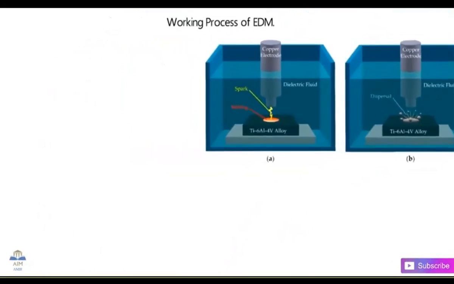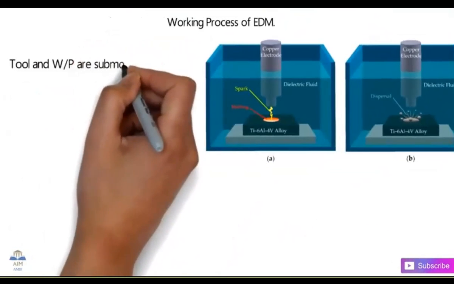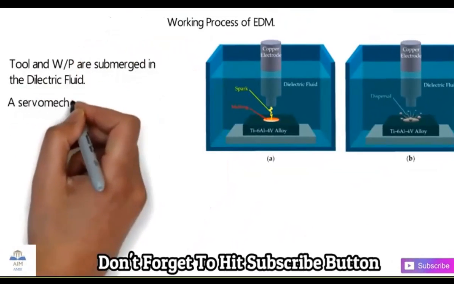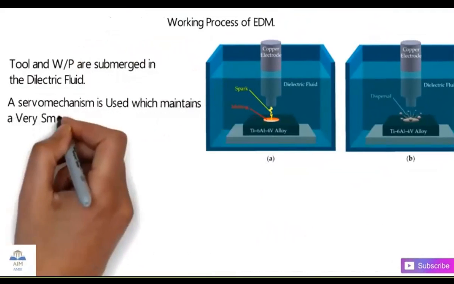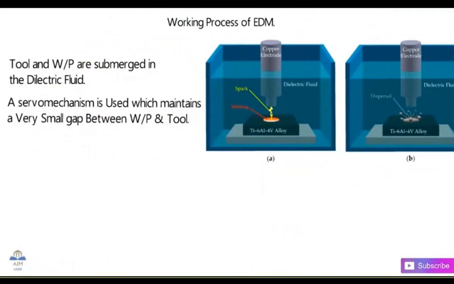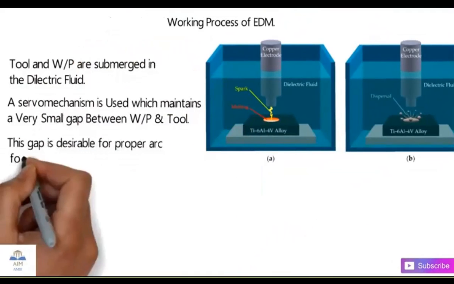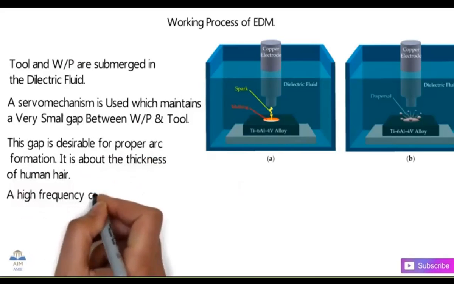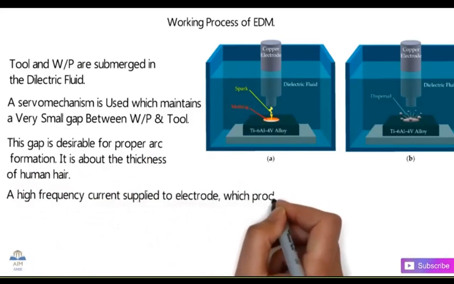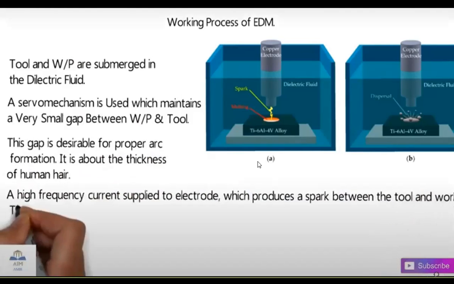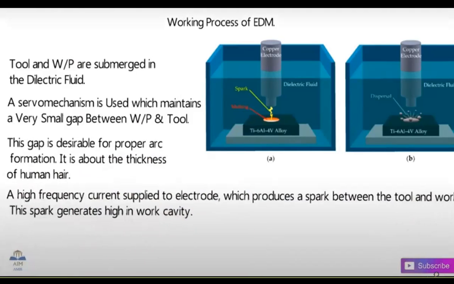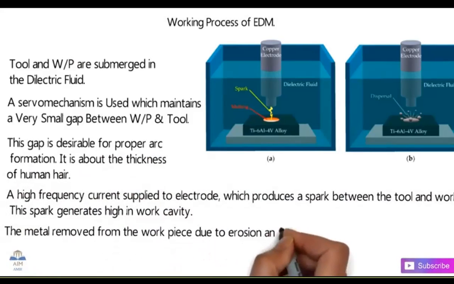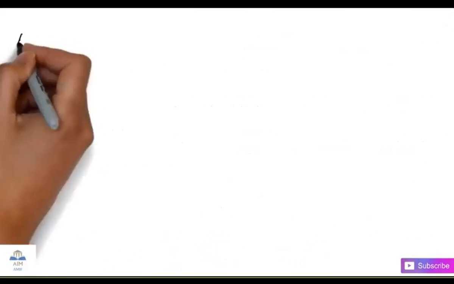The next is the working process of the EDM. This one is a 3D image, guys. The tool and the workpiece are both immersed in this dielectric fluid, and this whole process is carried out in this fluid itself. A servo mechanism is used, which maintains a very small gap between the workpiece and the tool. This gap is desired for proper arc formation, and it is about the thickness of a human hair. The high frequency current is supplied to the electrode, which produces the spark between the tool and the workpiece. This spark generates heat in the work cavity, and the metal gets removed from the workpiece due to erosion and evaporation.